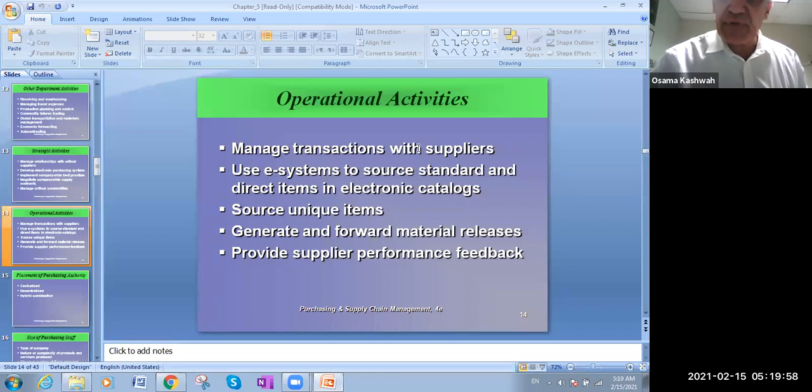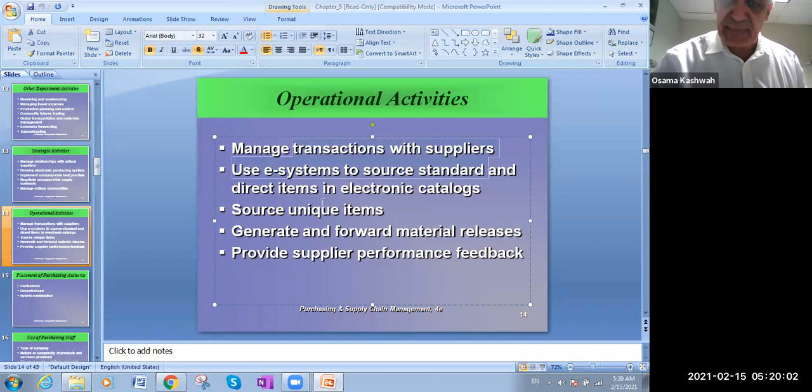We also have operational activities, which include managing transactions with suppliers, using e-systems to source standard and direct items, sourcing unique items, generating and forwarding material releases, and providing suppliers with information feedback.